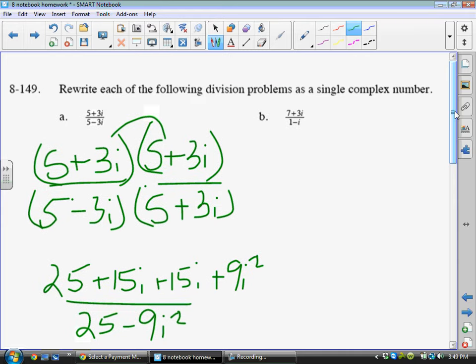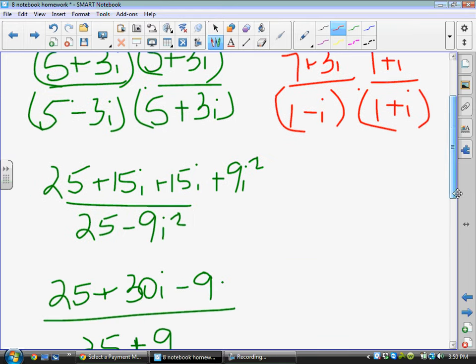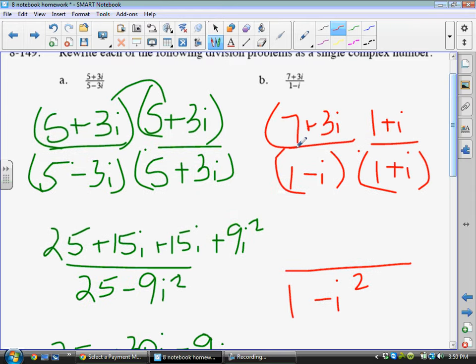Alright, so for the second one, I'm going to multiply again by the conjugate of the denominator. So the conjugate would be 1 plus i. I'm going to multiply by those. The denominator is going to be the easier one because things are going to cancel out. So I'm going to have 1 times 1 is a 1, and I have negative i squared. The middle terms would cancel out. The top thing multiplied gives me 7 plus 3i plus 7i plus 3i squared.